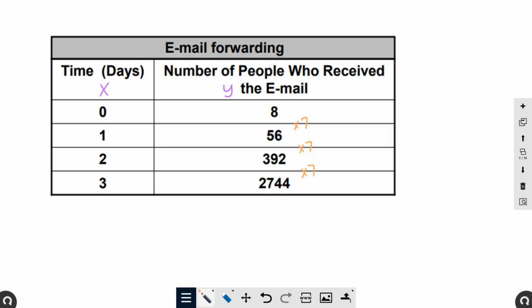It might be like times 7, times 7, times 6. So can you multiply by a different number? No. What happens when you multiply by the same number? Exponential. So remember, if you multiply or divide by the same number, it is exponential. So if you share that email, each person shares the email or Snap or whatever with 7 friends, it's going to increase very quickly.